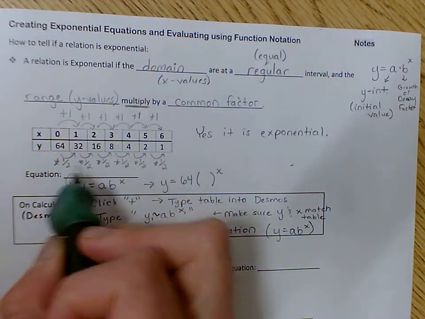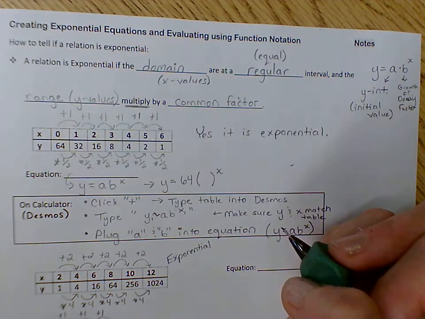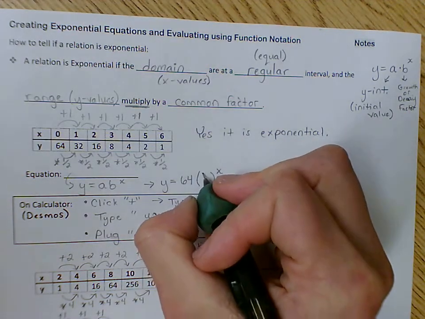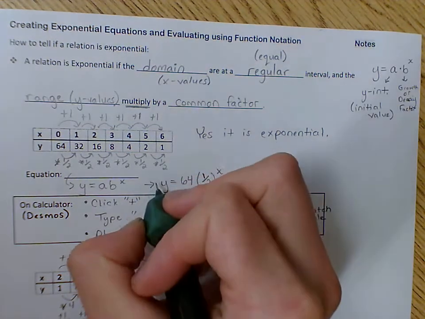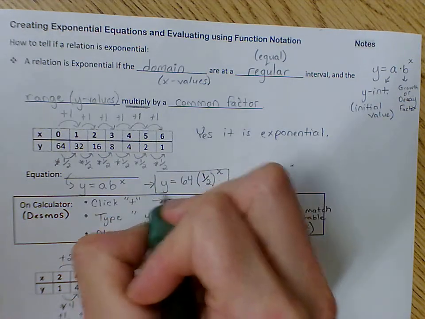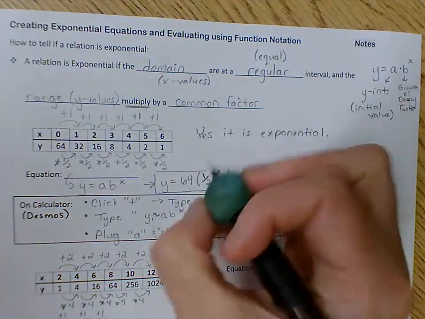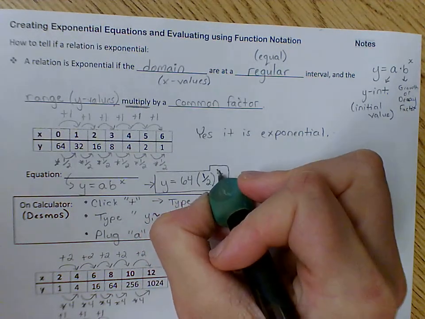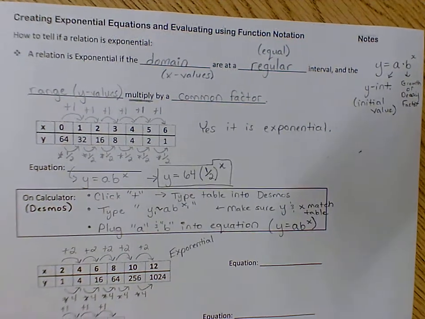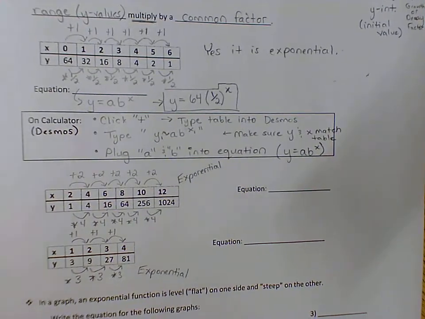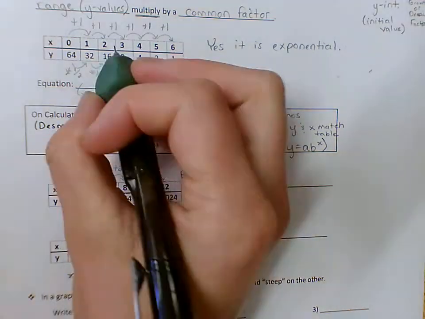So we were multiplying by 1/2 with our y values. That is my factor. That is my B that goes in the equation. So we were multiplying by 1/2 each time. That is the equation. And don't forget to put your x as your exponent. So some of these tables are going to actually be pretty easy to find the equation for, okay? So now let's discuss, well, what happens if your x values aren't going up by an interval of 1?